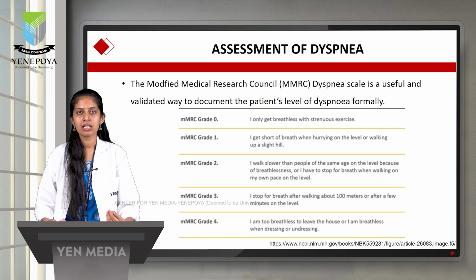Grade 3 is where the person, if they walk for only 100 meters, might feel like they're having breathlessness. The last one, grade 4, is where even if the person is doing any kind of normal daily living activities, such as dressing themselves or taking a bath, the patient might feel breathlessness. So 0 to 4 is the severity grading done to assess dyspnea in a patient.